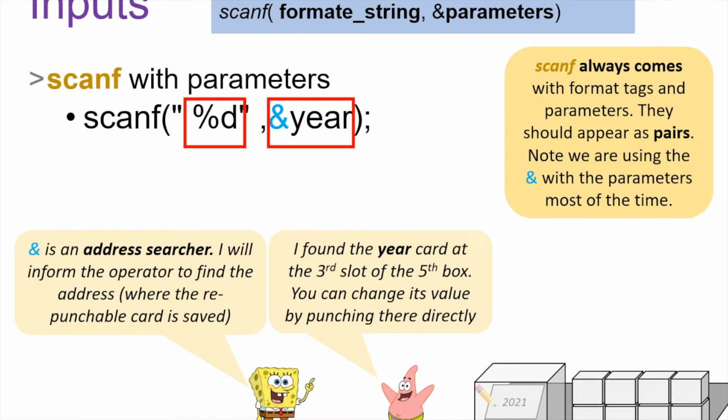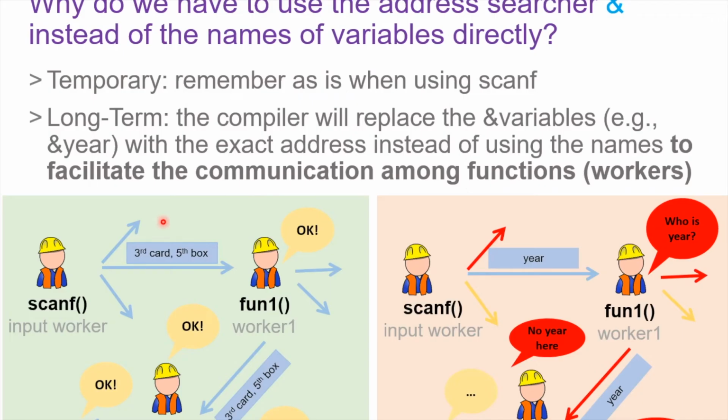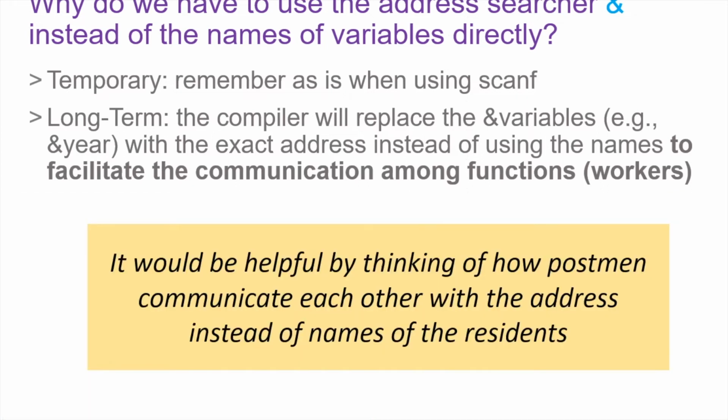Here we're using the ampersand as an address searcher. The address searcher will tell us the address where the variable has been stored, rather than giving the value of that variable directly. It will be very convenient to use between functions. Like we have introduced, it's much easier for a function to find the values of variables using their absolute addresses rather than their names. It's like what is used by the postman.